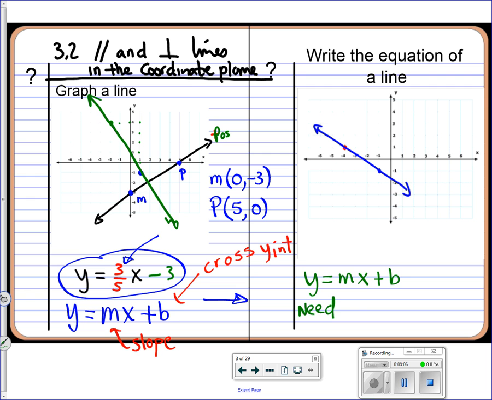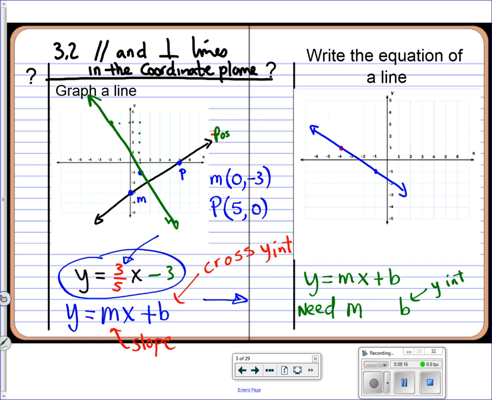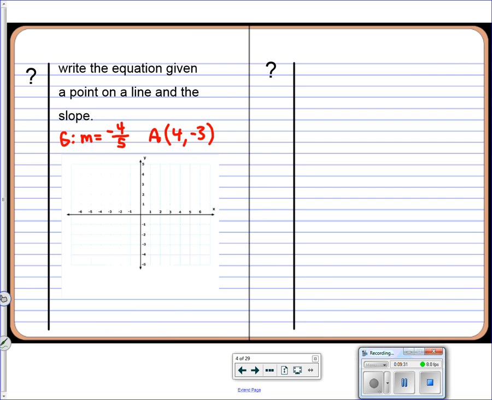In order to write this equation, I'll need to know what m is, the slope of the line, and I'll need to know what the y-intercept is. Sometimes when we look at the line, we can tell. In this particular one, I can see it's someplace just above 2. We're going to come up with a process for doing this, but these are the two main ideas: we need to have the slope and the b. All right, let's look at some problems now.